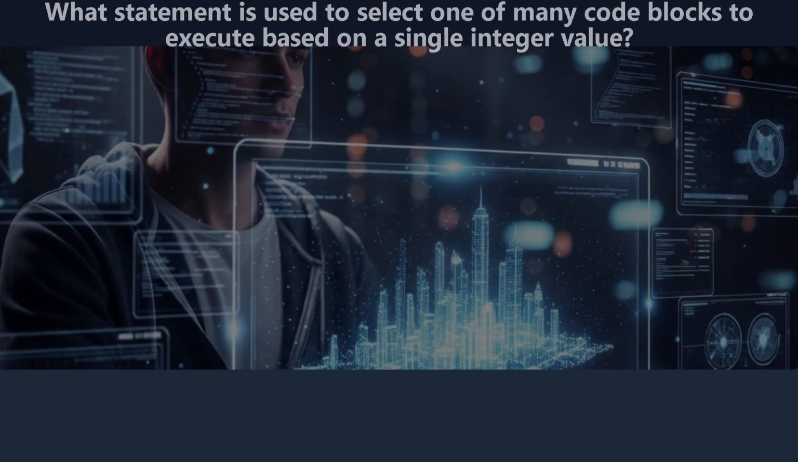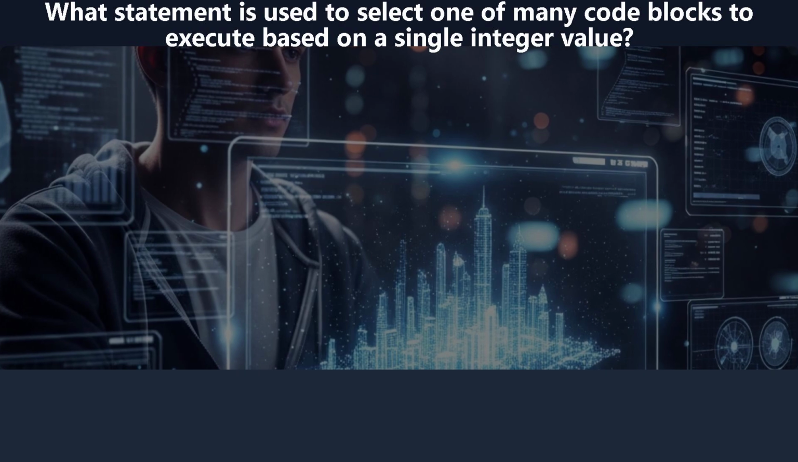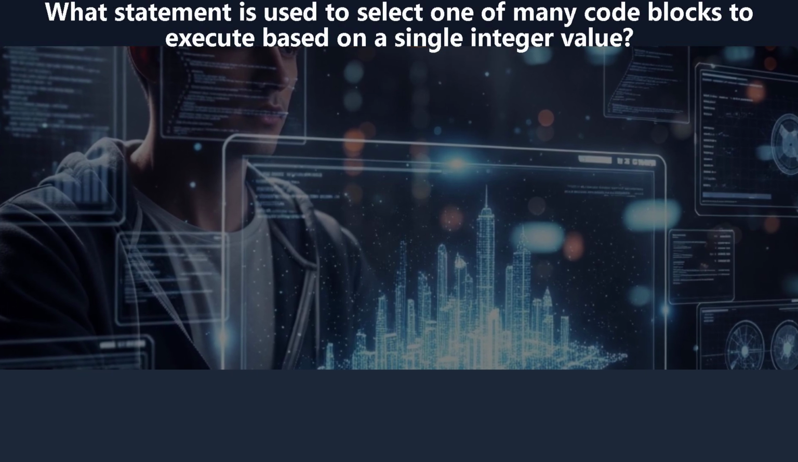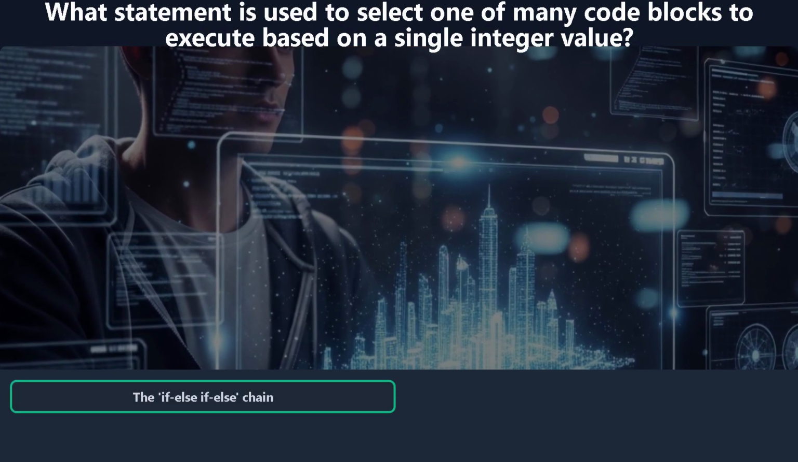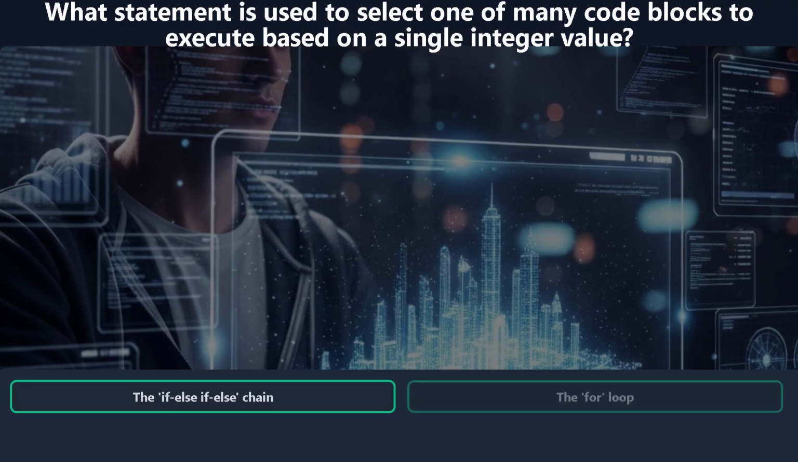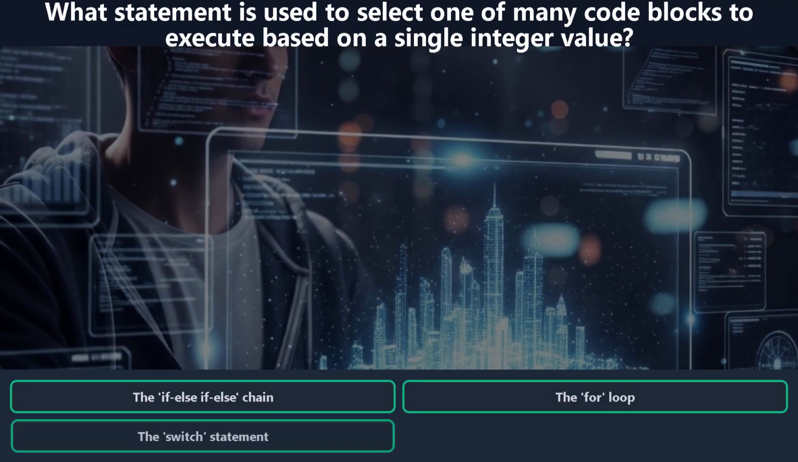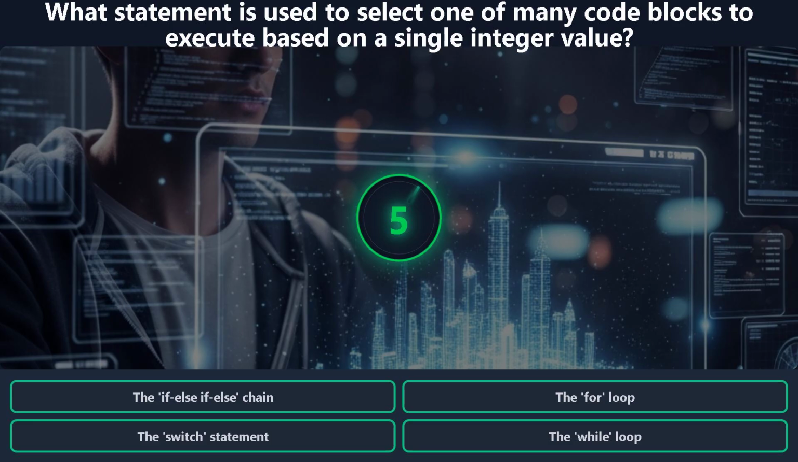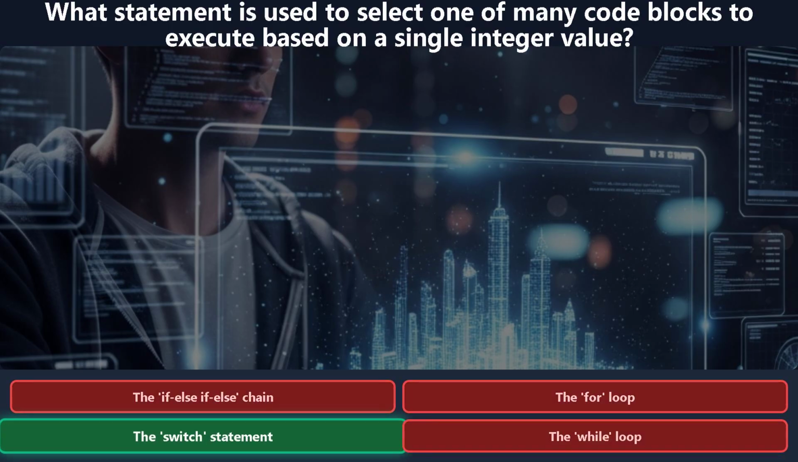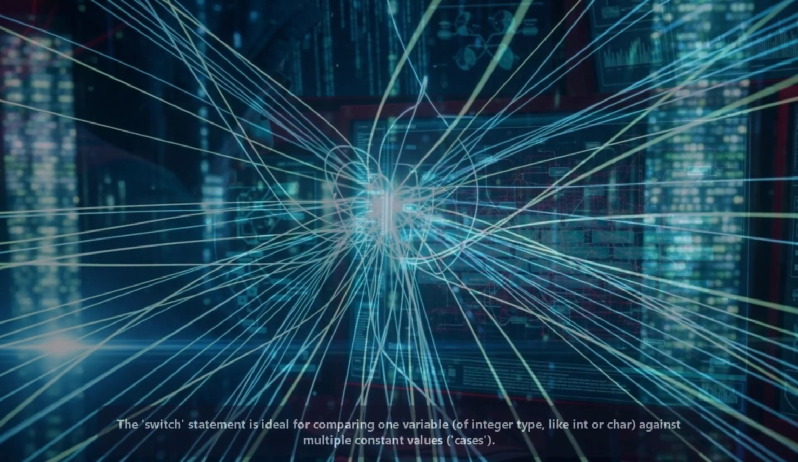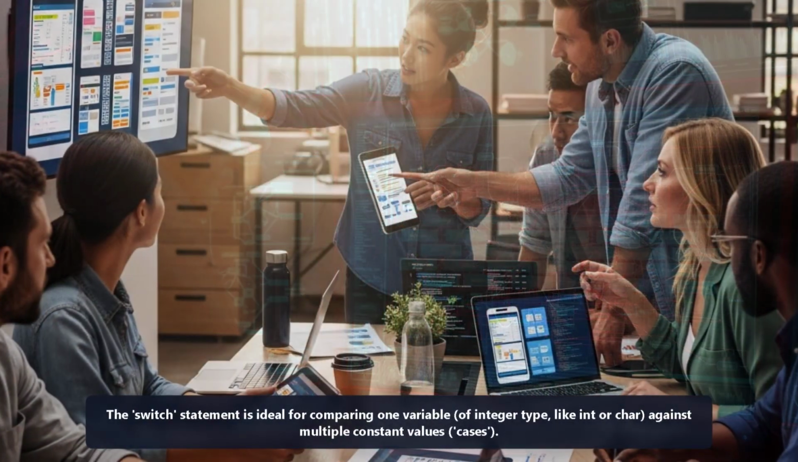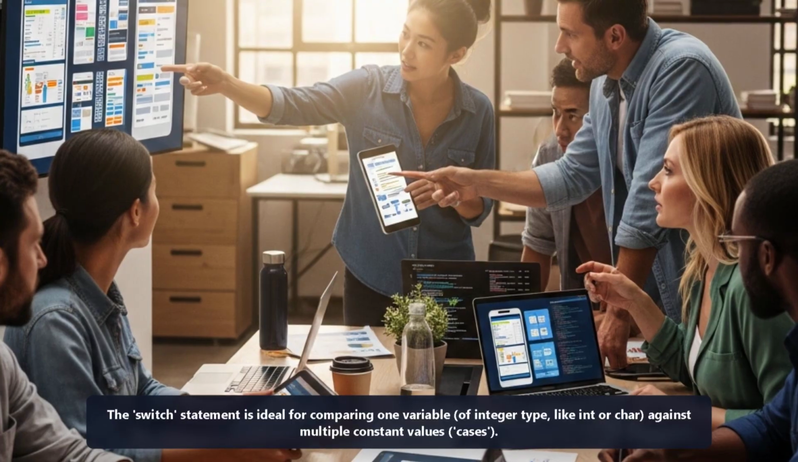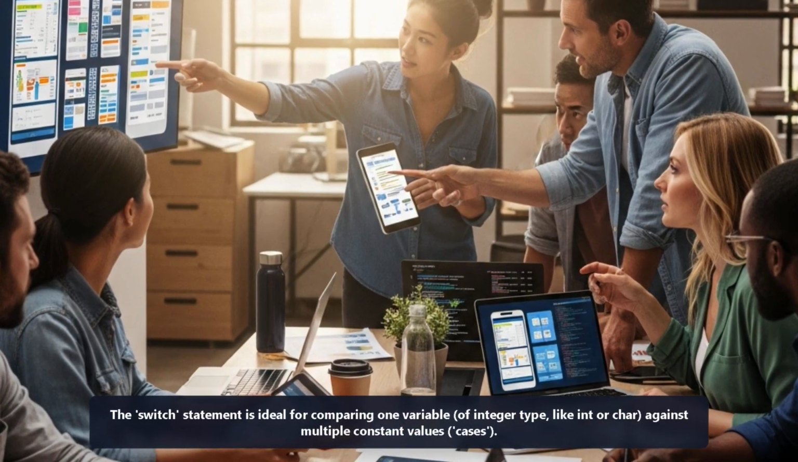What statement is used to select one of many code blocks to execute based on a single integer value? The if-else chain. The for loop. The switch statement. The while loop. The switch statement. The switch statement is ideal for comparing one variable, of integer type, like int or char, against multiple constant values, cases.